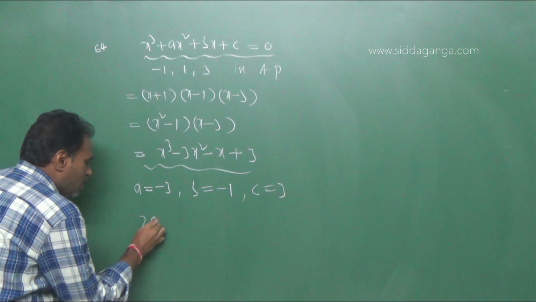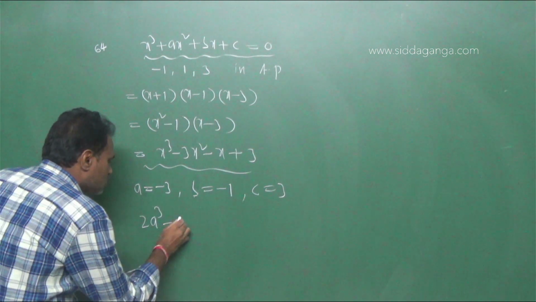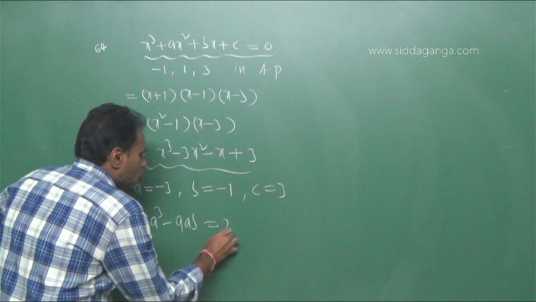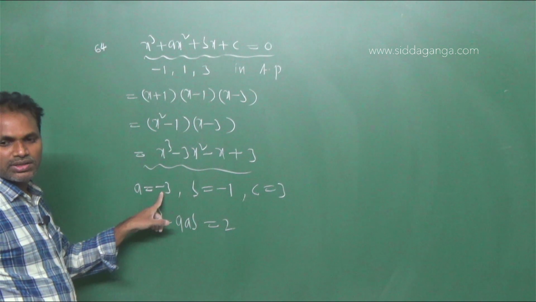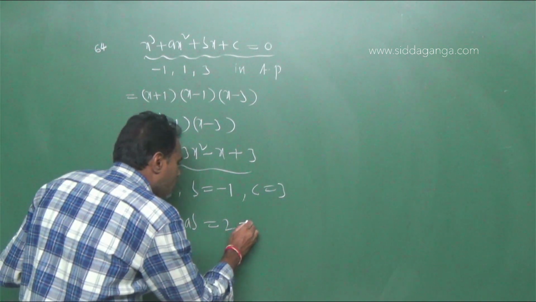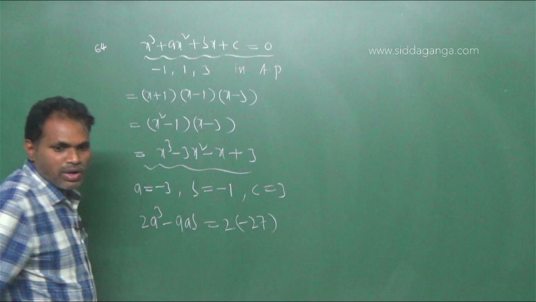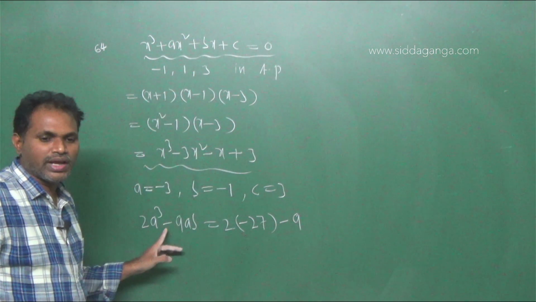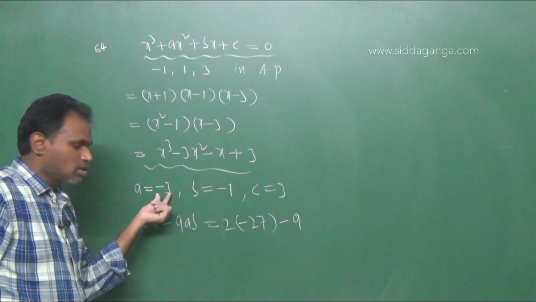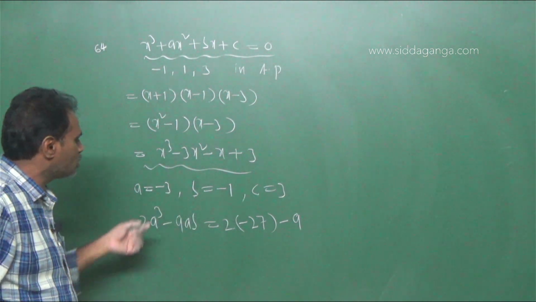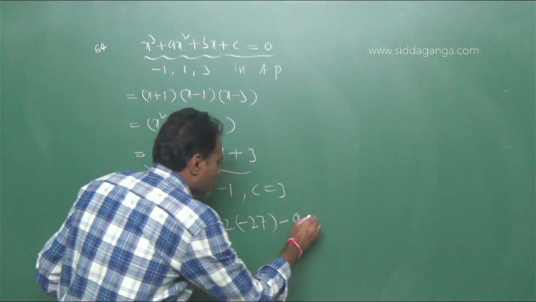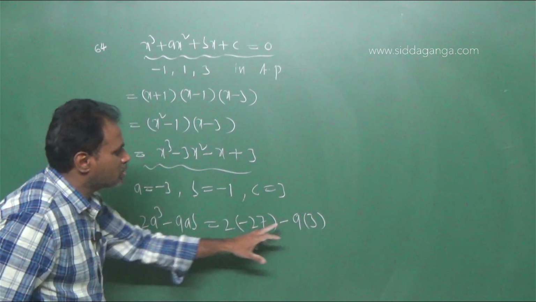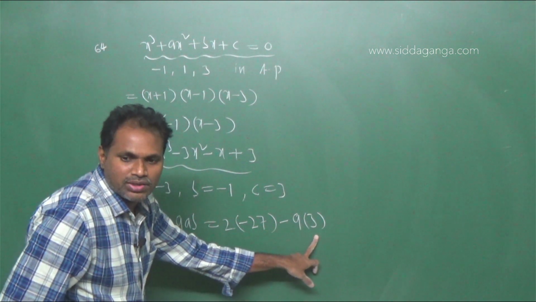Now we have to find the value of 2a cube minus 9ab. That is 2 into a cube. A equal to minus 3, therefore minus 3 whole cube means minus 27. And minus 9 into ab. A value is minus 3, and b value is minus 1. Minus 3 into minus 1, that is 3. Therefore, it is equal to 2 into minus 27 and minus 9 into 3, minus 27.